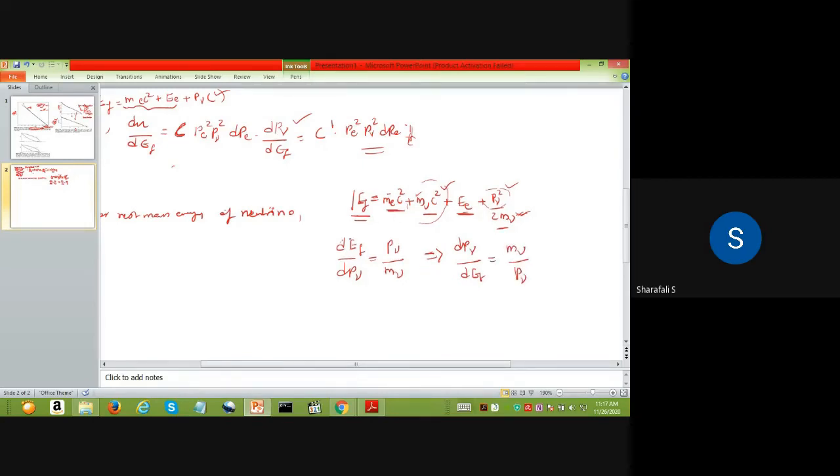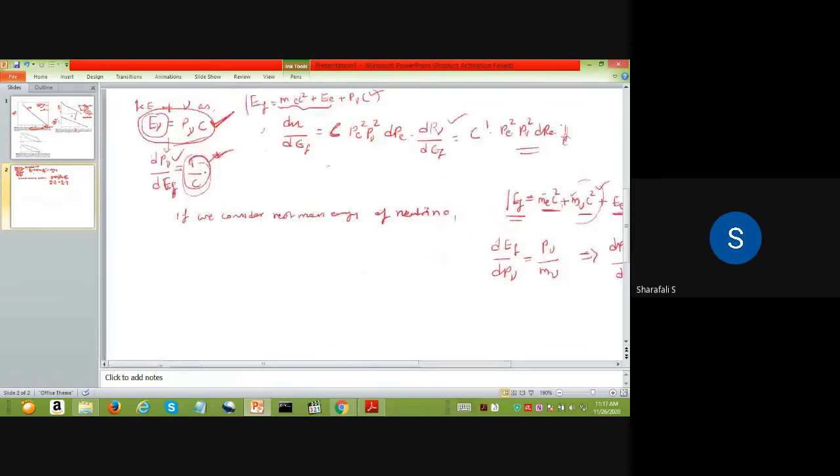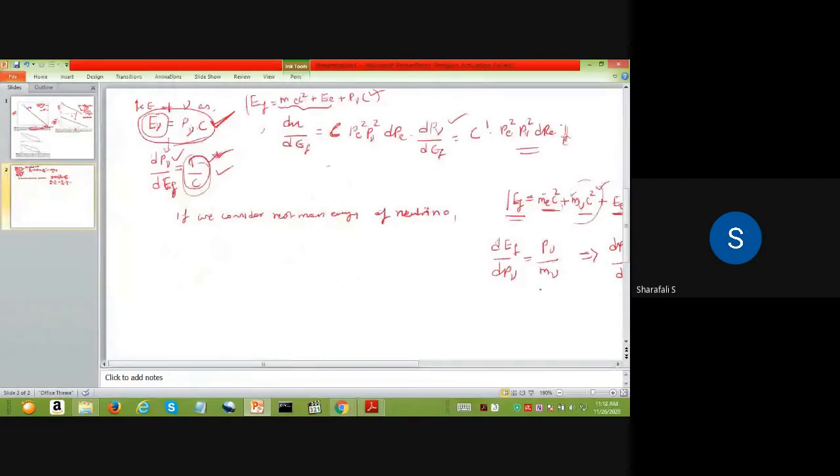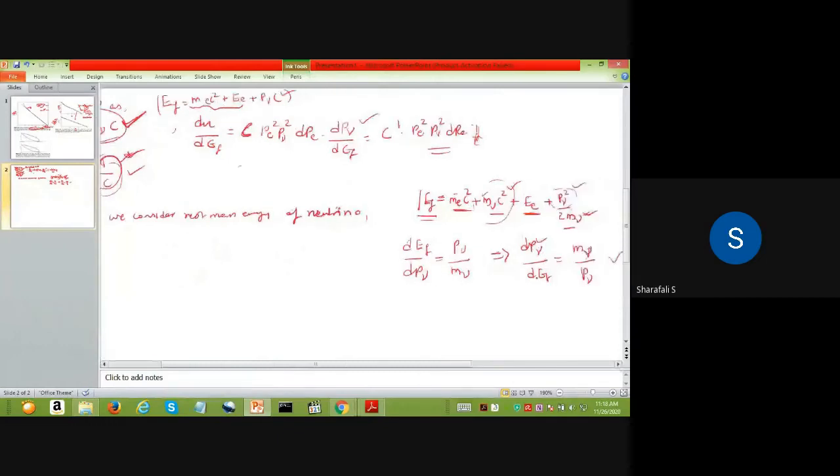So this implies dp nu by dEf is equal to m nu by p nu. In the previous case, when you substituted that, it was 1 by c. Now it is m nu by p nu. So there is some difference that we can observe. After considering the rest mass energy of the neutrino, we got a different result for dp nu by dEf. If you substitute that value in this equation, let's say this is 1 and this is 2.